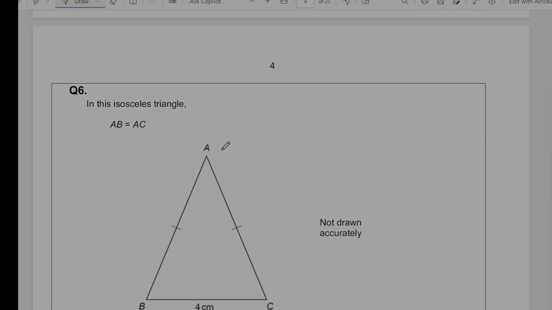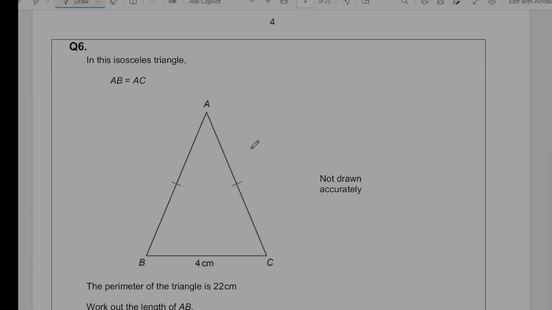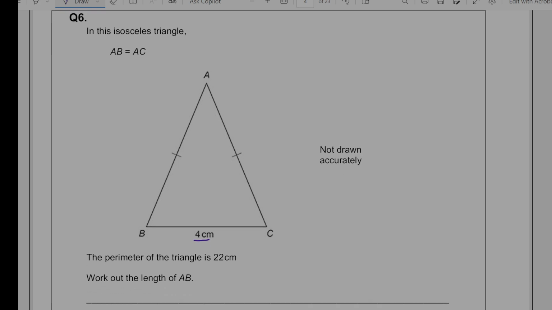Okay, question 6. This is in this isosceles triangle. The perimeter of the triangle is 22. Work out the length of AB. So we're told that that one is 4. So these two must be equal. So I'm going to call them x just to help me out here. So x plus x plus 4, or 2x plus 4, is going to be equal to 22.